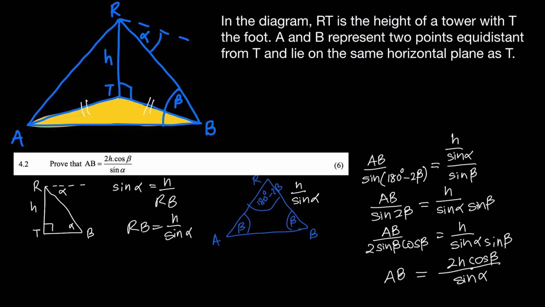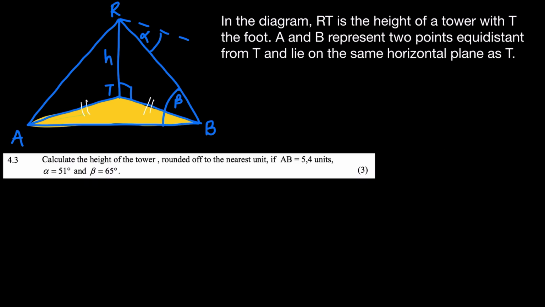Let's move on to the last question. And the last question reads, calculate the height of the tower rounded off to the nearest unit if AB equals 5.4 units, alpha equals 51 degrees and beta equals 65 degrees.